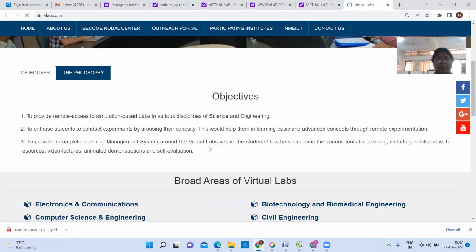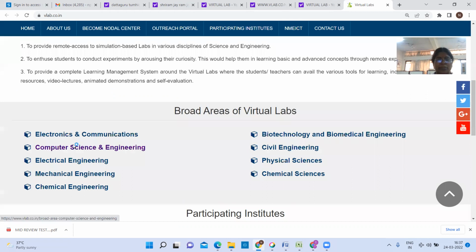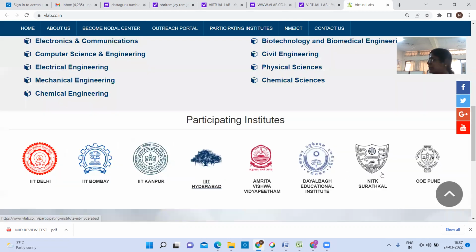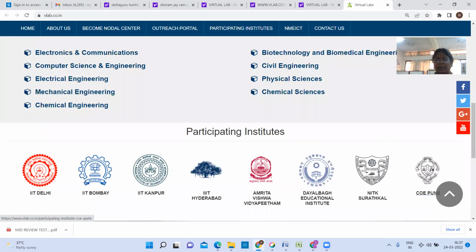Now if you see here, broad areas of virtual lab. Now our subject is electronics and communication. Either here you will get the list of the institutes, through them you can log in. So here if you see COE Pune, under COE Pune is our VLAB node.